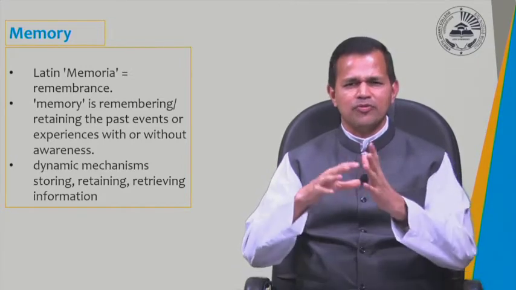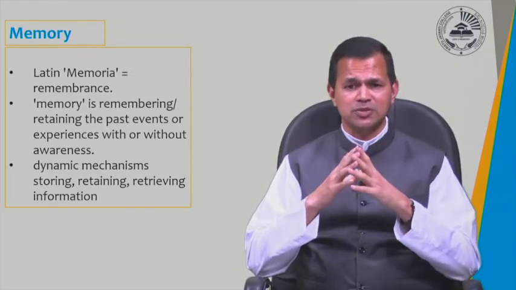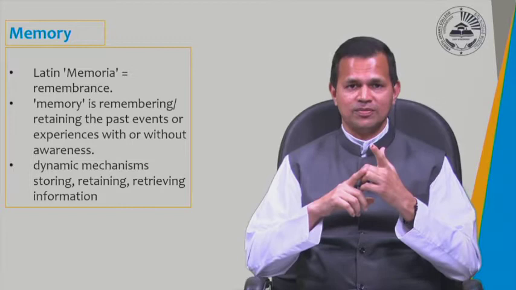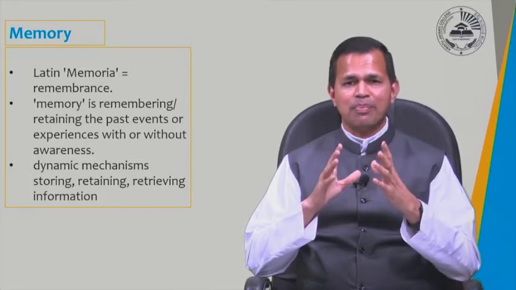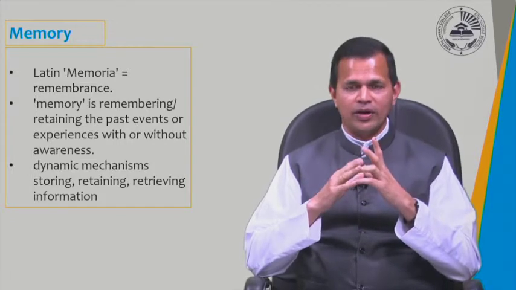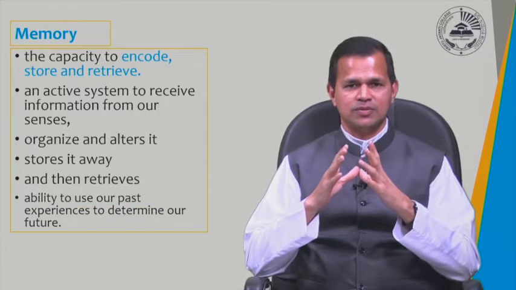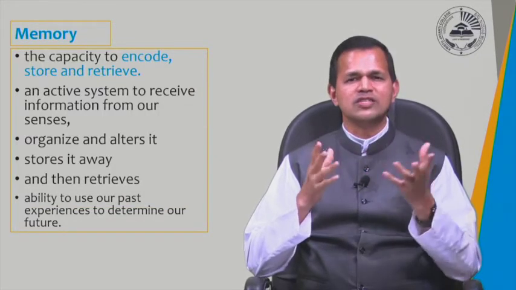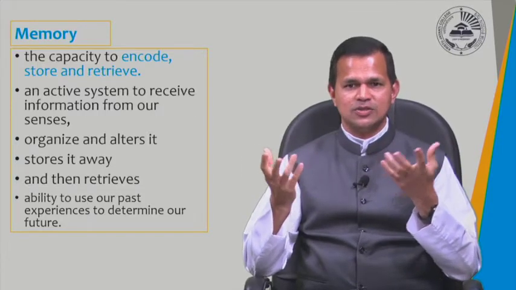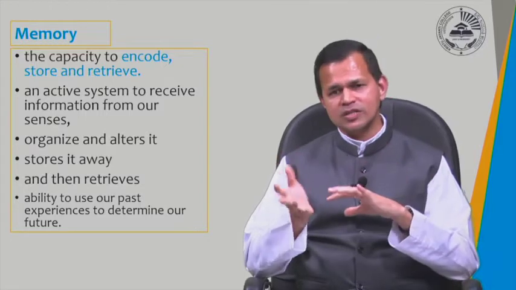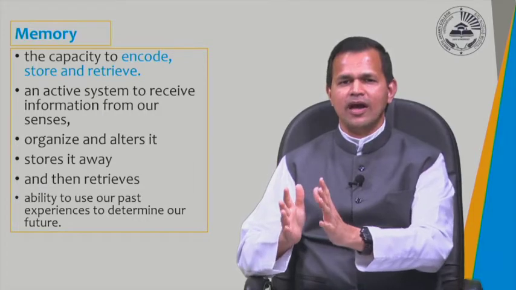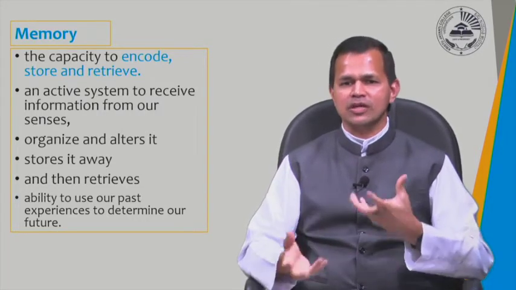Memory involves a few very dynamic mechanisms of storing, retaining, and retrieving. So it is a capacity to encode, to store, and to retrieve information. Where do we get this information from? It comes through our five senses. Then we organize and alter it, and put it in a safer place. And whenever it is needed, we retrieve it.